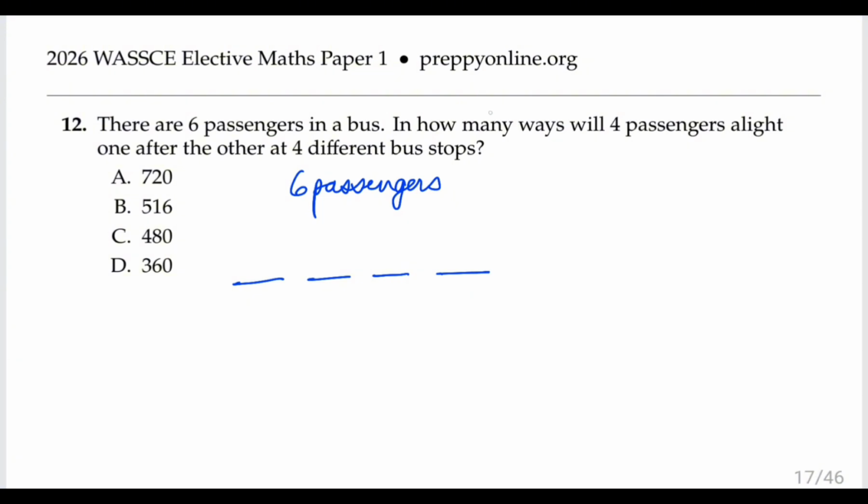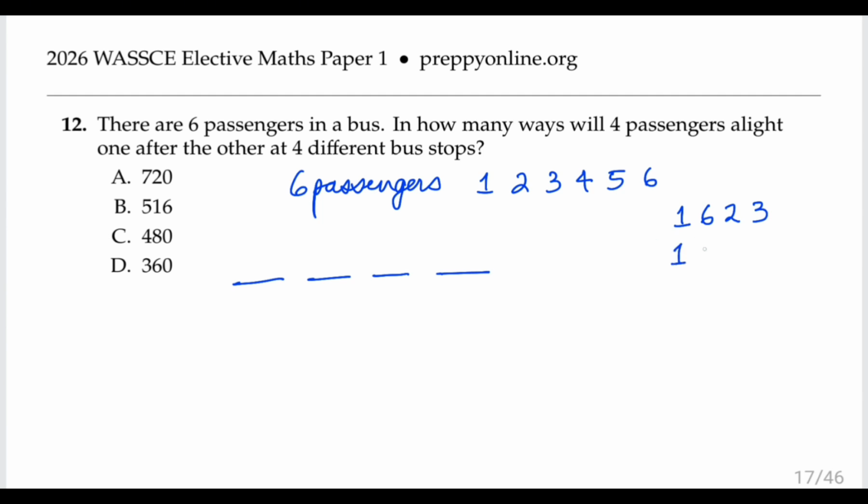So, if we were to call the passengers, let's call them passenger 1, 2, 3, 4. So, these are the names of the passengers, right? So, if they're going to alight at 4 different bus stops, let's say we have one ordering. In one of them, passenger 1 gets down first, then passenger 4 gets down second, passenger 2 gets down third, and passenger 3 gets down fourth. So this is one arrangement.